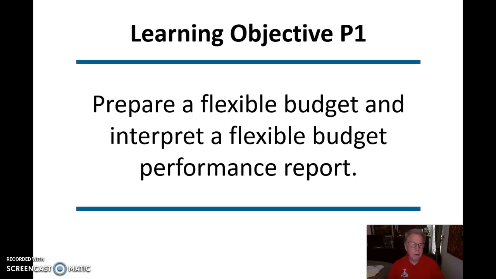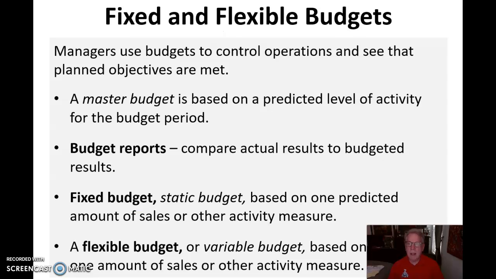They introduce this subject by preparing flexible budgets and how you interpret flexible budgets in a performance report. It's important to realize that this is sort of an introduction to the standard cost system, which is flexible by definition. All right, let's look at some of the terminology here.